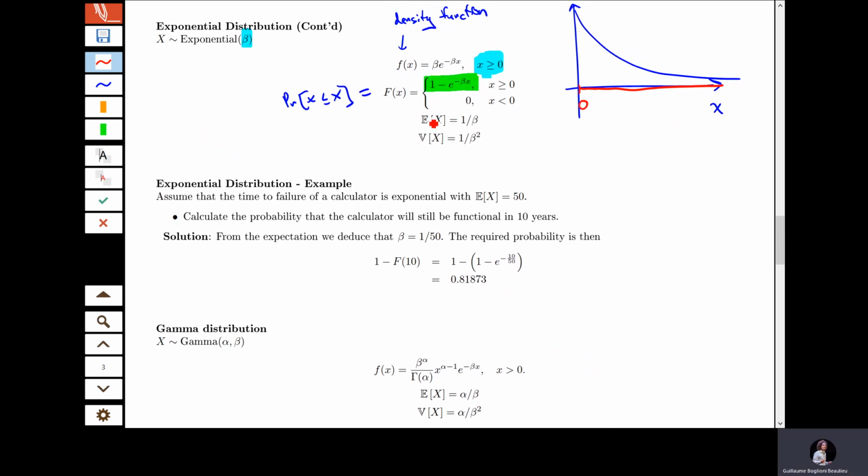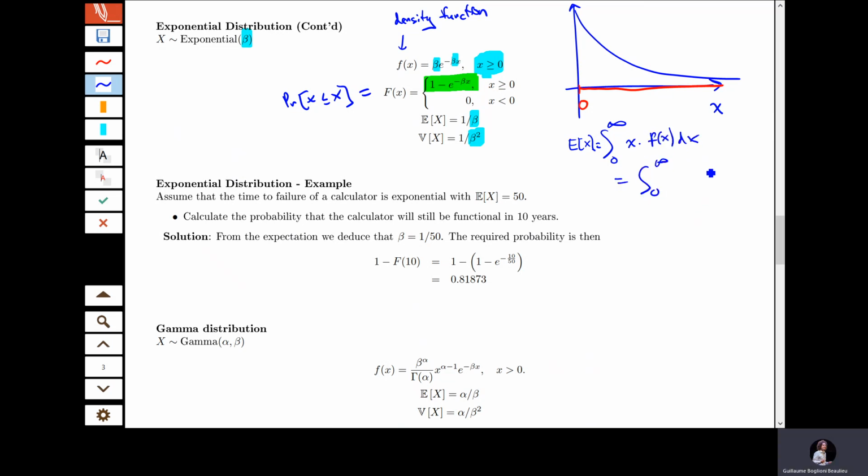And the expectation is 1 over beta. Remember that beta is this parameter. The expectation is 1 over beta, and the variance is 1 over beta squared. Again, we don't prove these things, but if you want to try, it's not especially hard. I think you just need some integration by parts. You can find the expectation of x with the usual formula. You integrate over the full domain or support of the random variable. You integrate little x times the density.